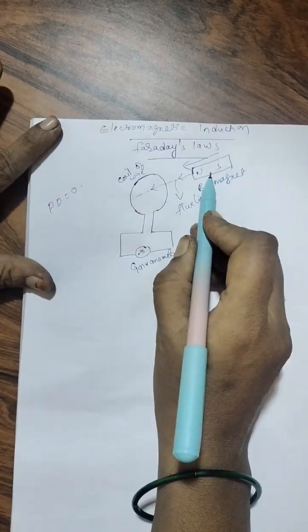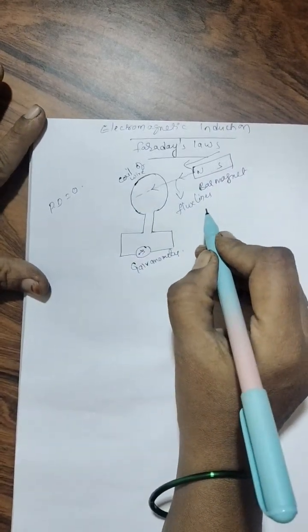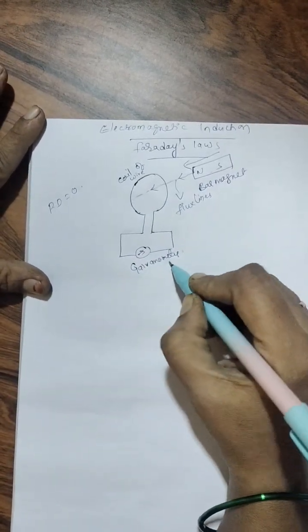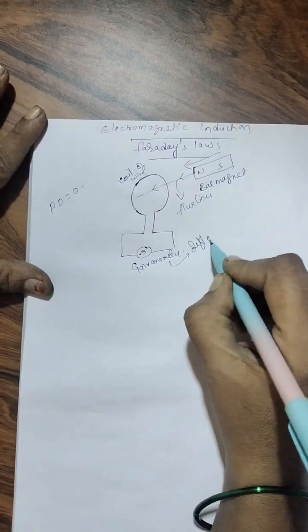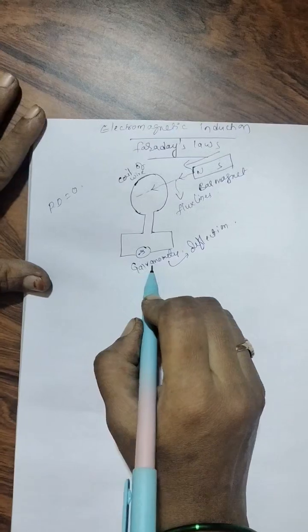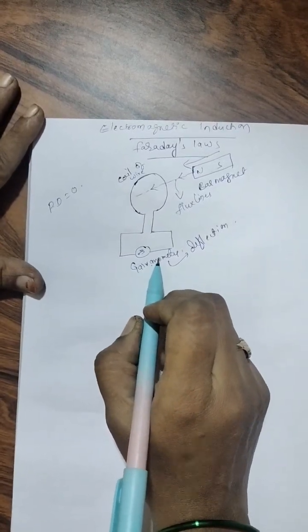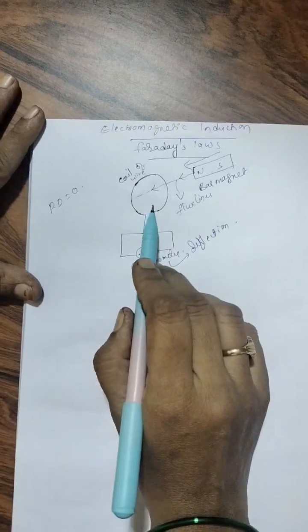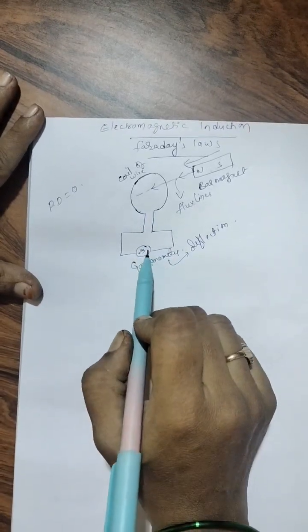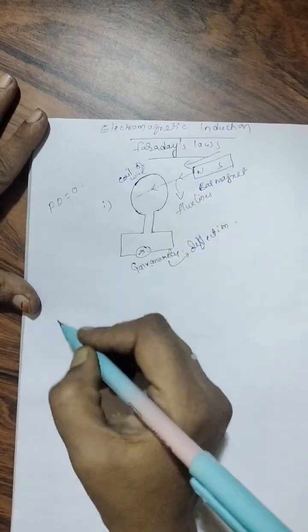Now, when the bar magnet is coming towards the coil, we find deflection in the galvanometer. So, what is a galvanometer? That device or instrument which detects the presence of current. If current is there only, it deflects. If not, it doesn't deflect. Now, this is case 1.